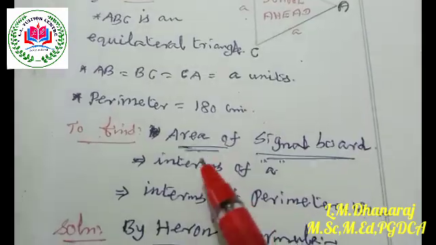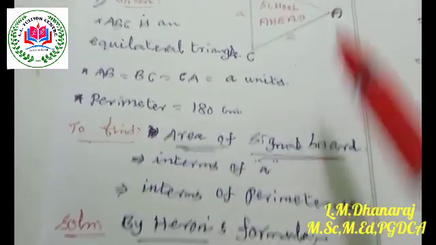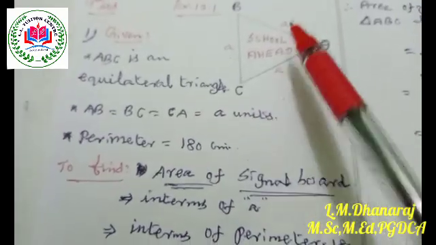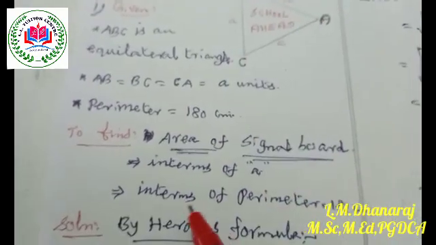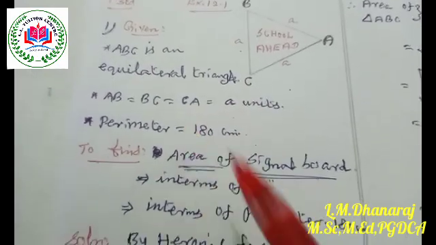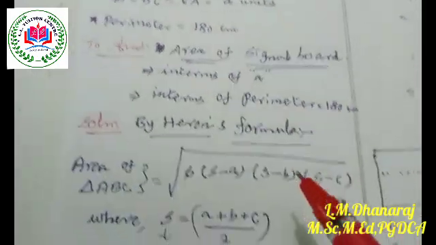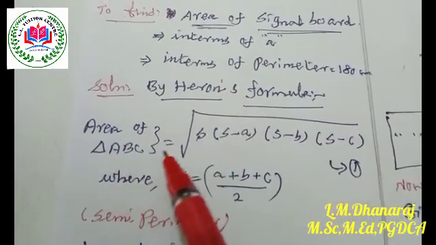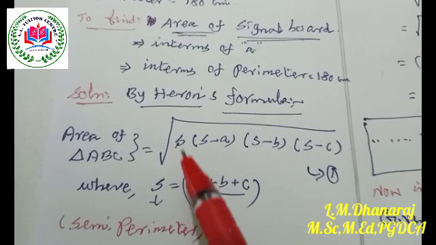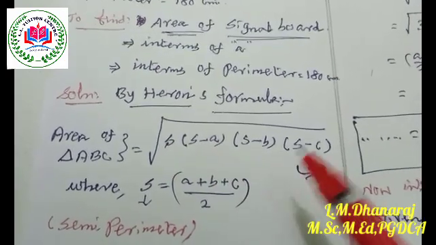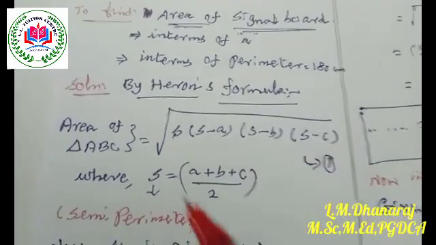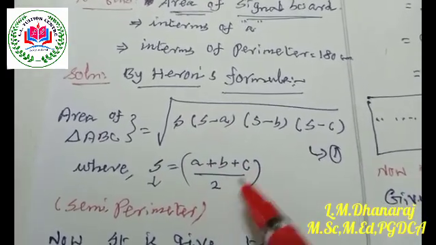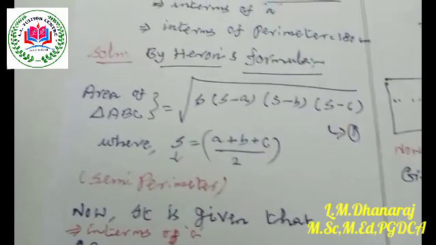Now we have to find out the area of the signal board, that is in terms of the given side a, and in terms of the given perimeter 180 centimeter. By using Heron's formula, the area of triangle ABC is equal to square root of S into S minus a into S minus b into S minus c, where S is equal to a plus b plus c divided by 2. It is called semi-perimeter.